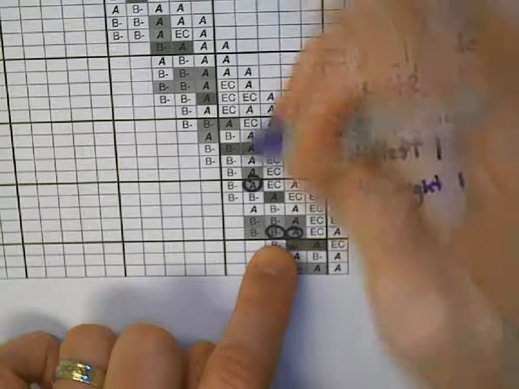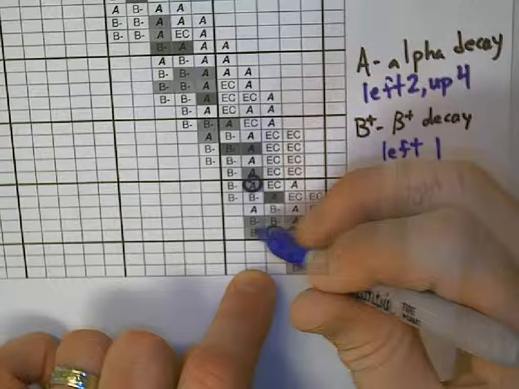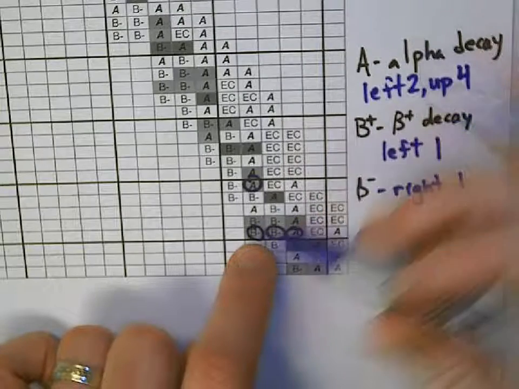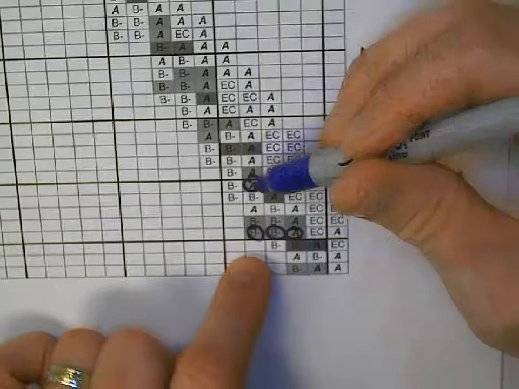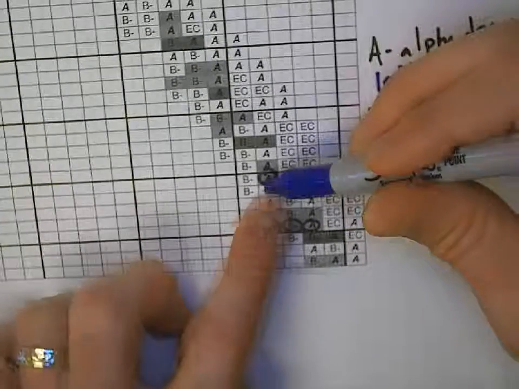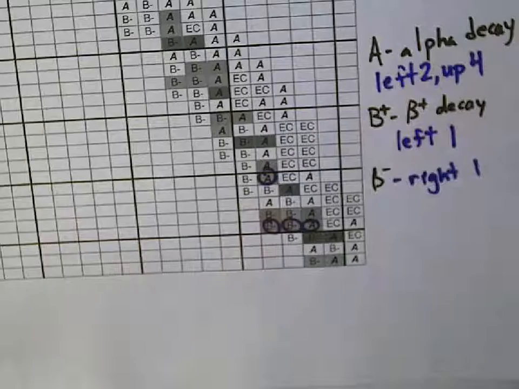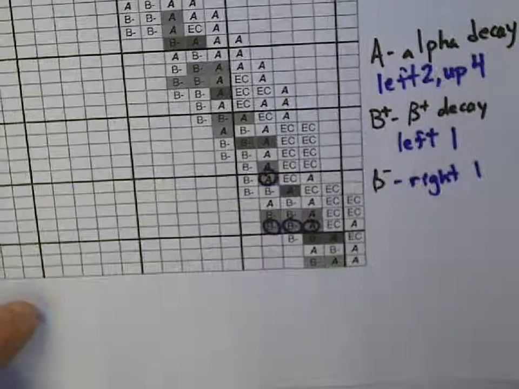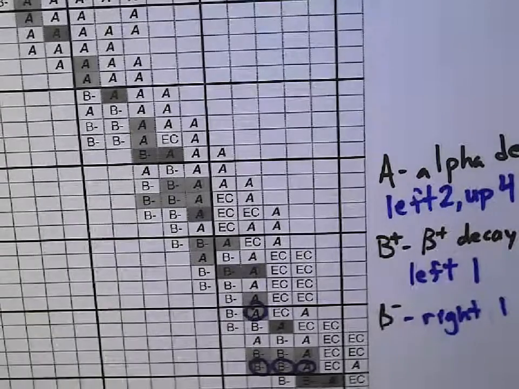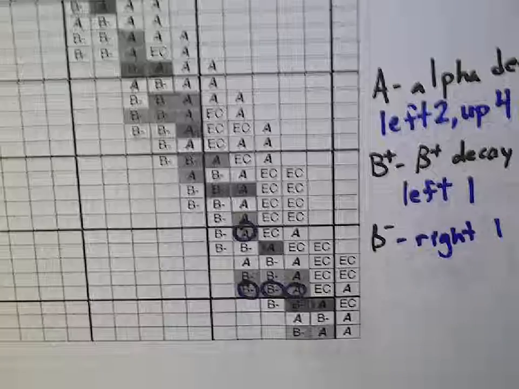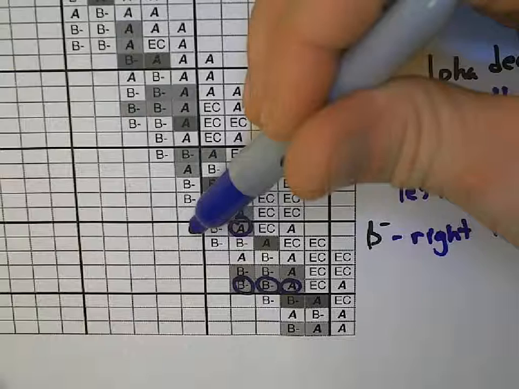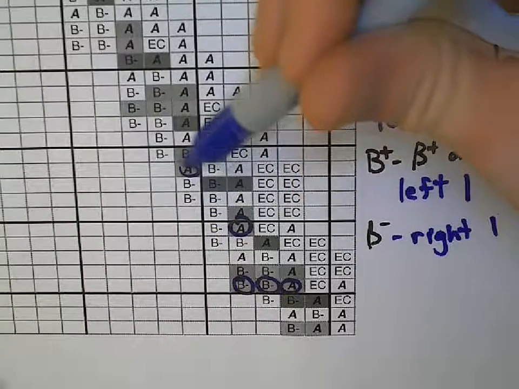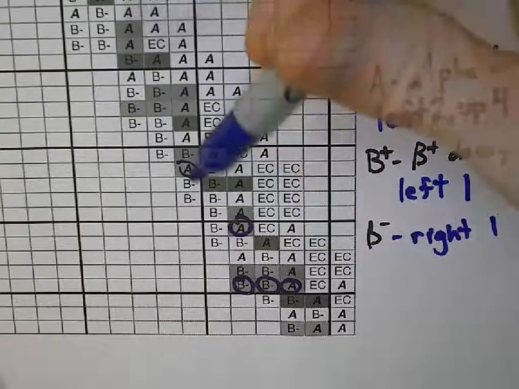Sorry, I just realized I started at the wrong spot. There's uranium at atomic number 92. I would have went 2 beta decays anyways. But now I'm at uranium 236, which undergoes alpha decay yet again. So alpha decay, left 2, up 4, 1, 2, 3, 4. And I'm now at thorium 232.